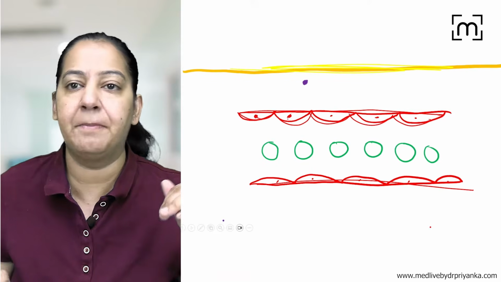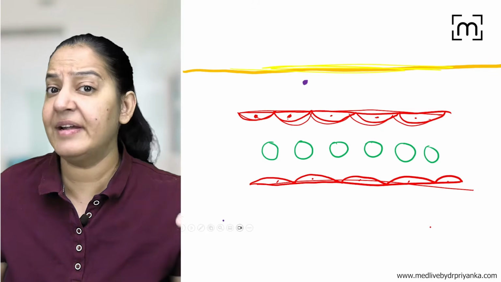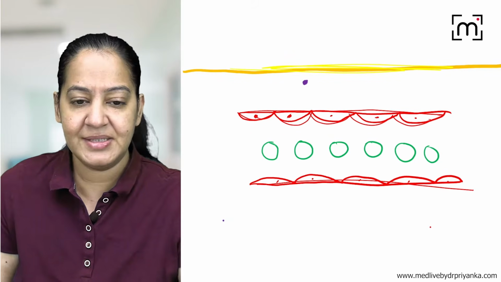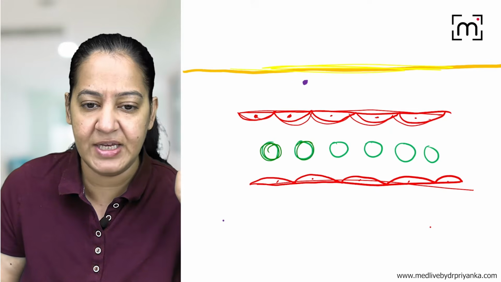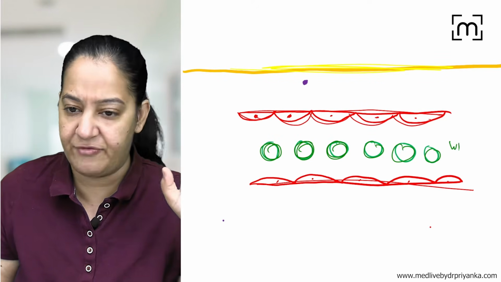Now inside the blood vessel, we have 3 types of cells: RBC, WBC, platelet. But currently, I am interested in WBC, not RBC, not platelet. So you can see I have drawn the green color cells. Can you see these are the green color cells? The green color cells here are the WBC I have drawn.